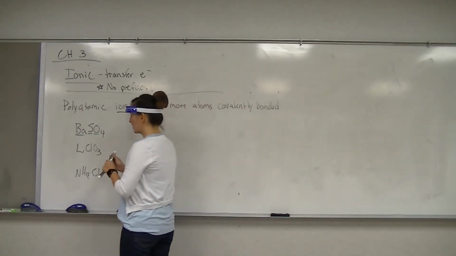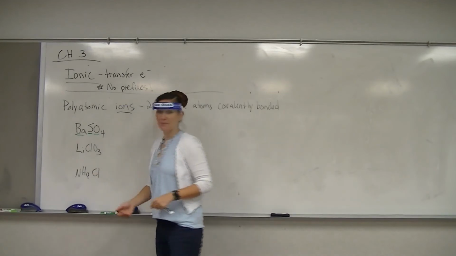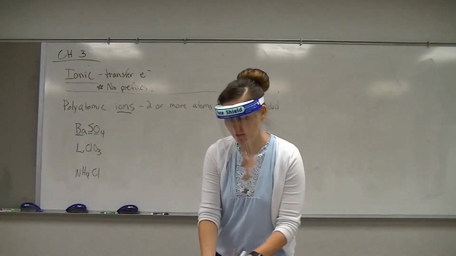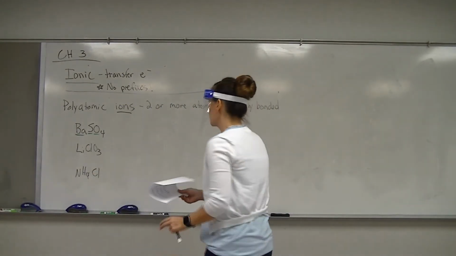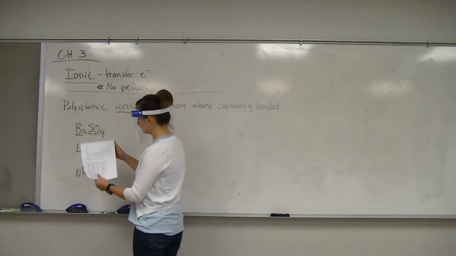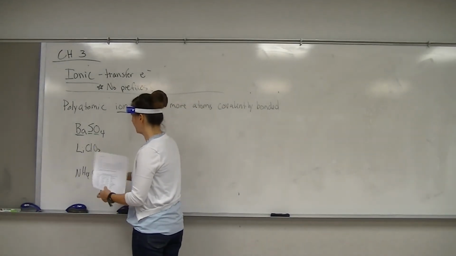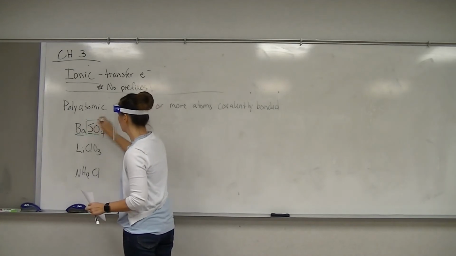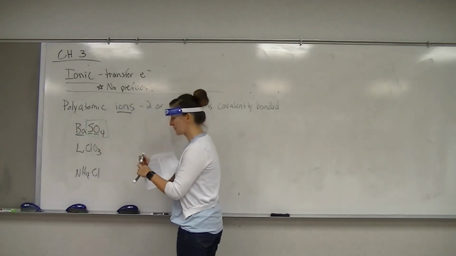So just identifying the fact that there's a polyatomic, from there you can go to your table and figure out what it is. When I look at my table, I'm going to find that this portion, the SO4, is the polyatomic portion.